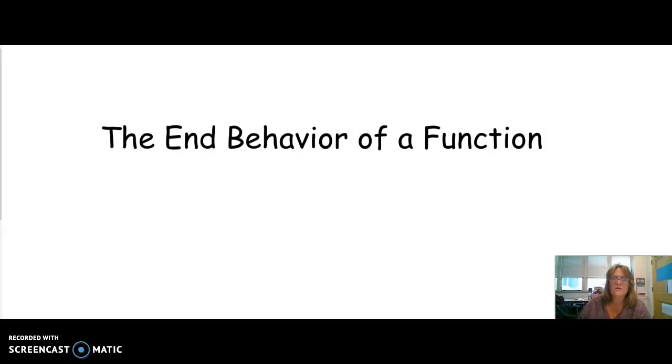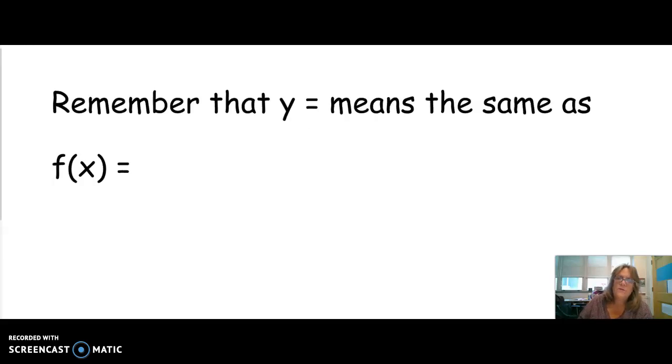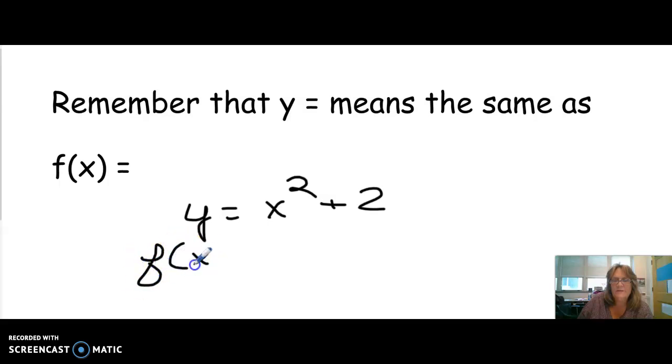Just wanted to come on and talk to you a little bit about the end behavior of a function. Before we talk about the end behavior of a function, we need to remember that if I have y equals x squared plus 2, that is the same thing as if I have f of x equals x squared plus 2. These two things mean the same. Sometimes you'll see one, sometimes you'll see the other, but they mean the same exact thing.